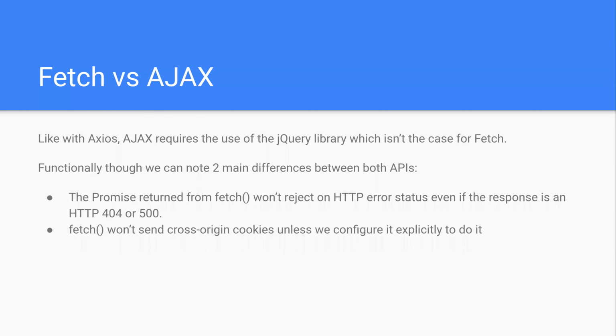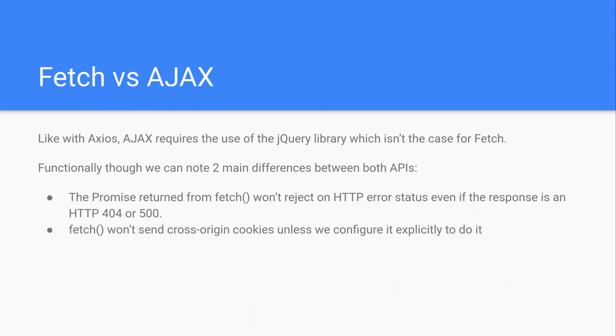So for those who used, I noticed some of you already know Ajax from jQuery. The main difference between Fetch and Ajax calls is that the promise returned from Fetch won't reject with an error when the response is an HTTP 404 or 500. It still returns normally an object, and you will have to parse the status to know the code. Also, Fetch won't send cross-origin cookies unless we configure it to do so.